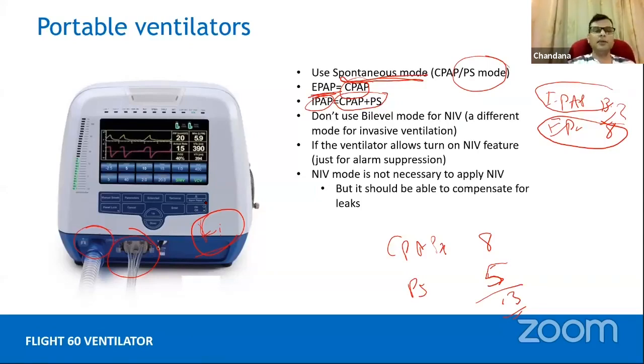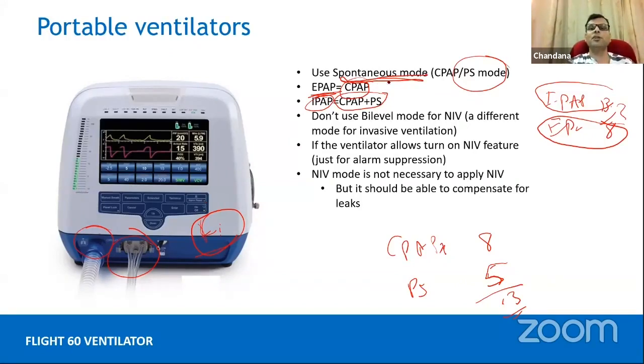The pressures are the same, the rate is the same, everything is the same. The only thing it will change is the alarm settings. So even if you don't change to NIV mode, it's not going to cause any significant harm. You will just have so many alarms, and it's a nuisance. So always, if you can, change into NIV mode, then you will have fewer alarms.